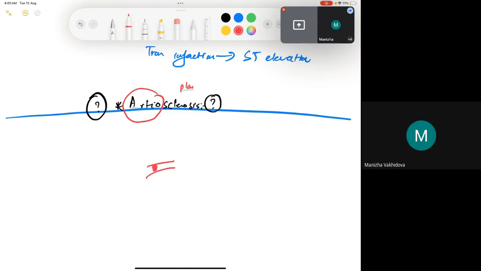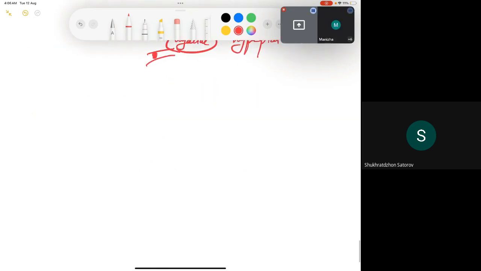It's one of the best complications of diabetes. Yes, it is one of the complications. So we have two types of arteriolosclerosis. One is hyaline and the other one is hyperplastic. So what is hyaline, by the way?